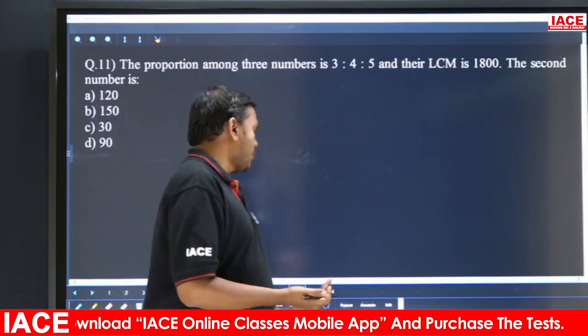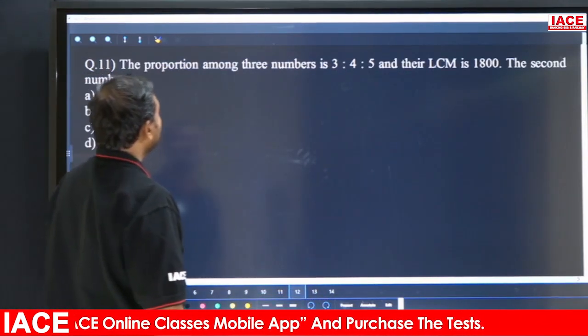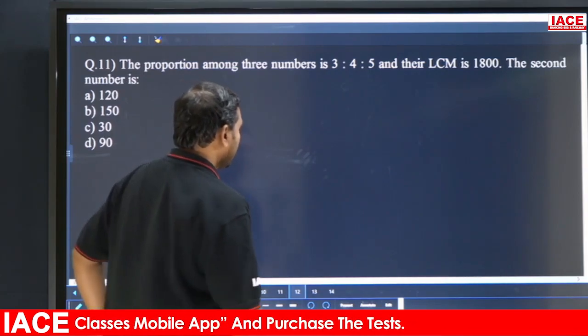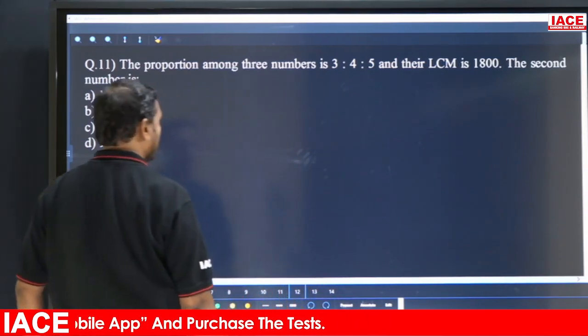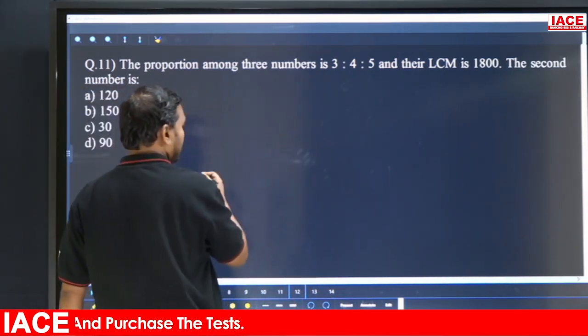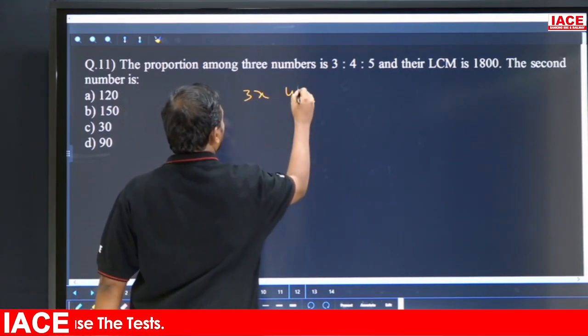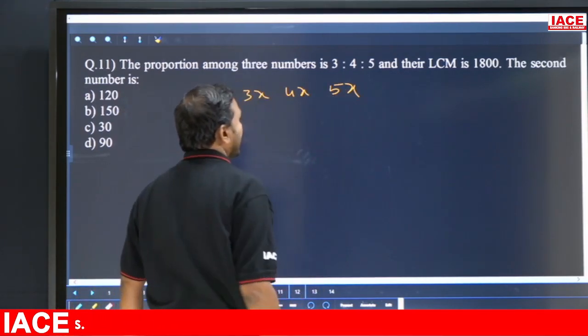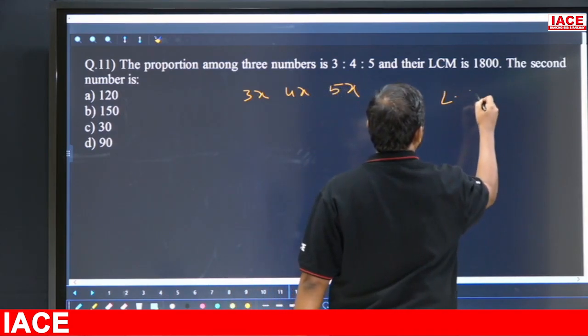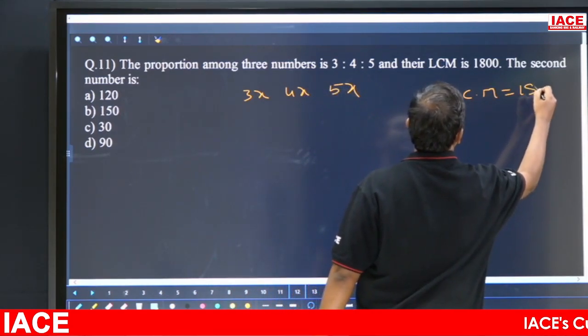Then question number 11. The proportion among the three numbers is 3 is to 4 is to 5. 3 is to 4 is to 5 means what are the three numbers? 3x, 4x, and 5x, right? And the LCM is given. LCM is 1800.